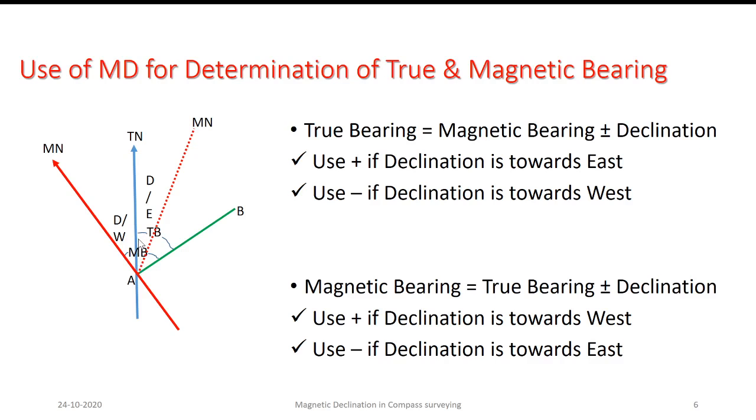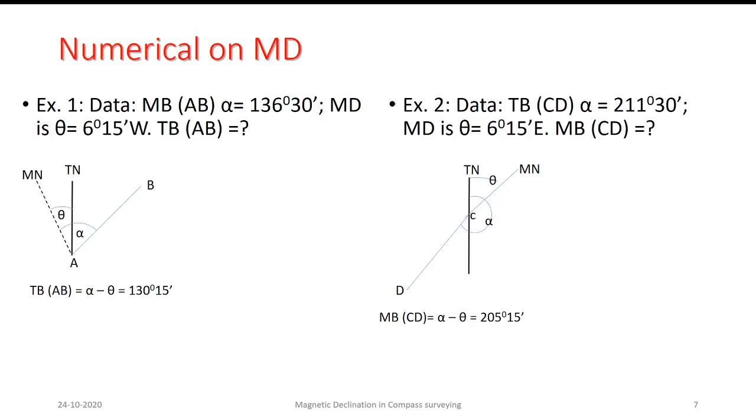For line AB, this will be the true bearing, whereas the declination value will be this. Hence, in order to determine the magnetic bearing of the line, you have to add the declination if it is westward and use a negative sign if the declination is towards east. Based on the concepts that we discussed, let's attempt a few problems.